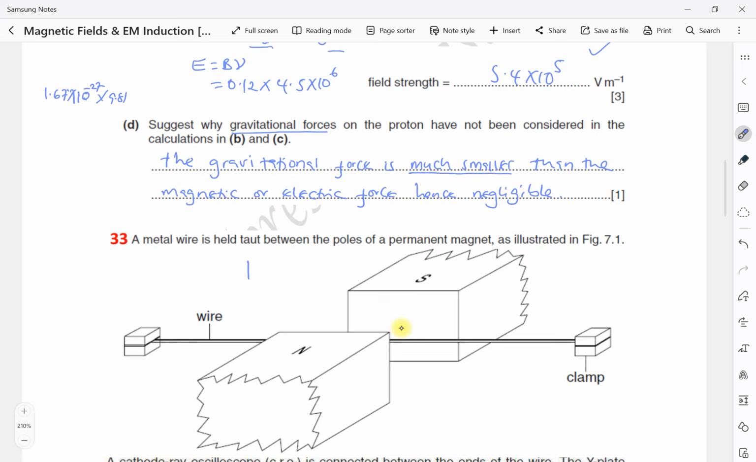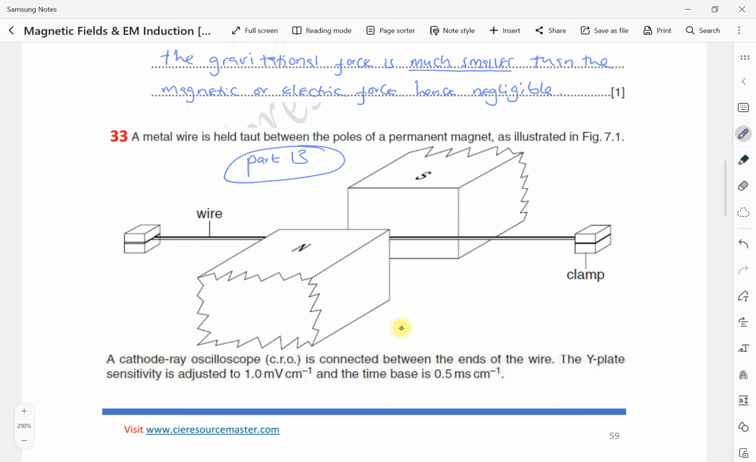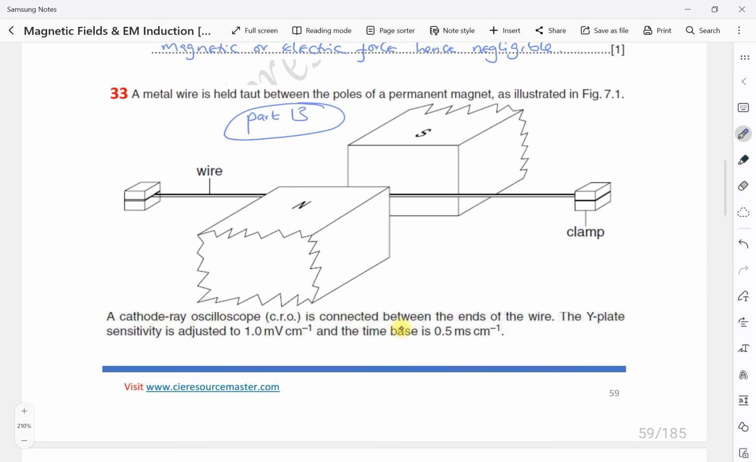I think this is going to be part 13. This is part 13 of solved past paper questions in magnetic fields and electromagnetic induction. So question 33: a cathode ray oscilloscope is connected between the ends of the wire. The Y plate sensitivity is adjusted to 1.0 millivolts per centimeter, and the time base is 0.5 milliseconds per centimeter.